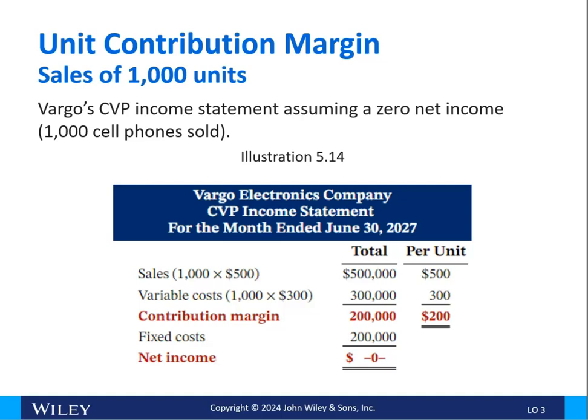So here we're just summarizing the CVP income statement again. And we're showing the total, which is what we walked through a couple slides ago. But then we also can show the per unit on the sales and variable costs and contribution margin.